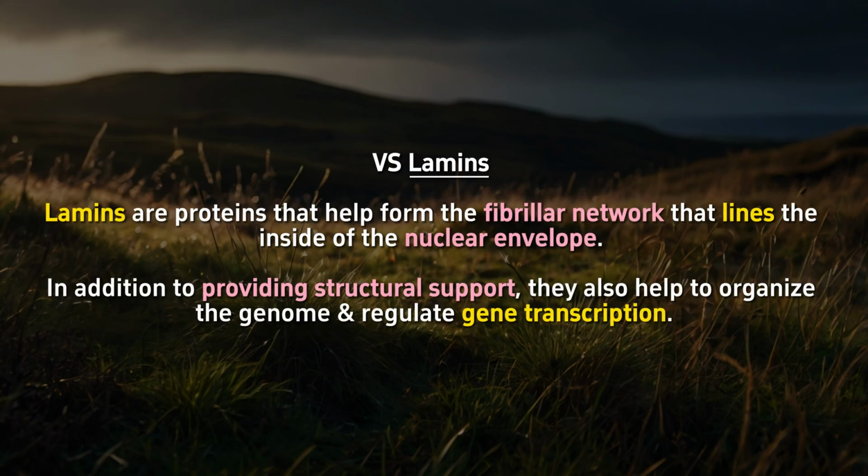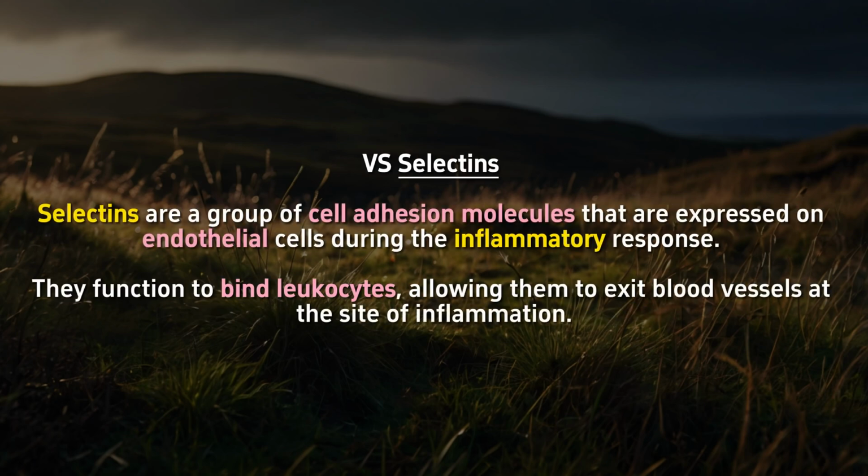Lamins are proteins that help form the fibrillar network that lines the inside of the nuclear envelope. In addition to providing structural support, they also help to organize the genome and regulate gene transcription. Selectins are a group of cell adhesion molecules that are expressed on endothelial cells during the inflammatory response. They function to bind leukocytes, allowing them to exit blood vessels at the site of inflammation.